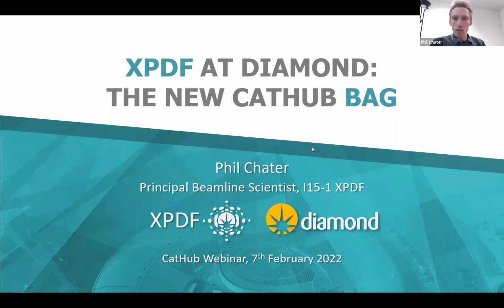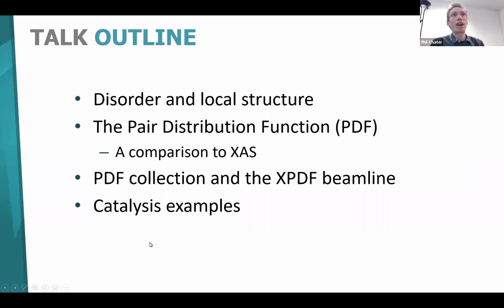So I'll take you through the structure of the talk. First off, we're going to go through a little bit of an introduction into what disorder is and local structure. Then an introduction to the PDF itself, and a brief comparison to XAFS, where you already have a block allocation group. So a few more of you may already be using XAFS than PDF. Then I'll go over some aspects of the PDF data collection and the beamline itself, I15, where you have this beamline awarded.